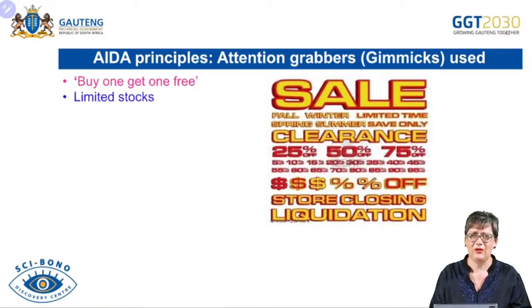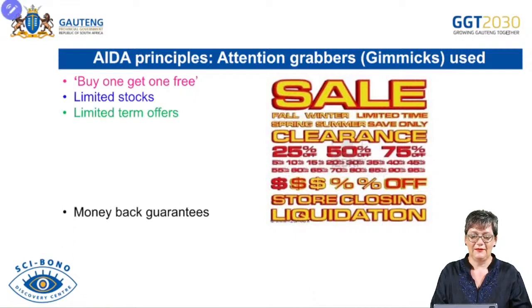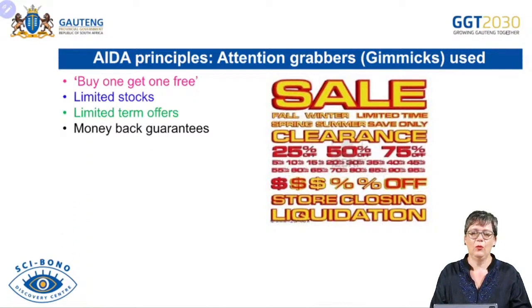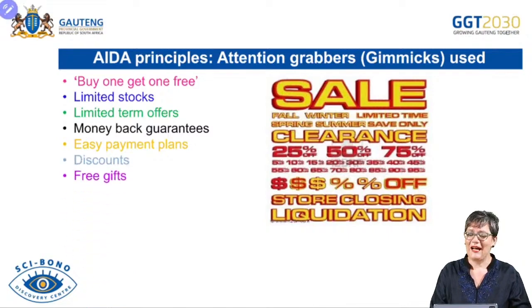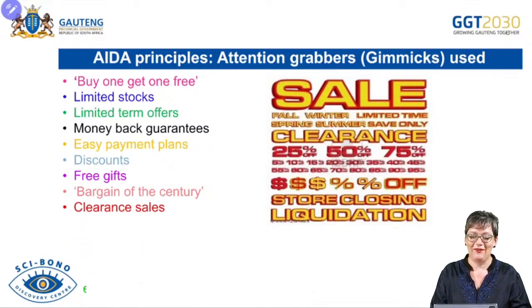You don't really know these limited stocks, but you think you have to buy this, you won't get this again. Or limited term offers, or even a money back guarantee. You always love a money back guarantee because you can take it back. Easy payment plans, or there's some discount involved, or you actually get a free gift. Who doesn't like a free gift? Or it's called the bargain of a century, or a clearance sale. So these are all gimmicks. So you have to be careful. These are the ways they grab your attention.